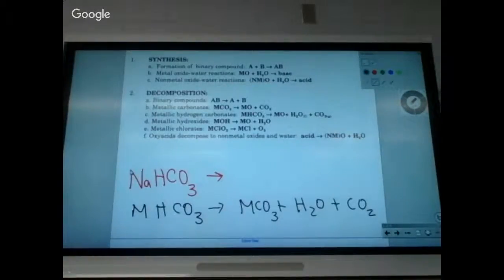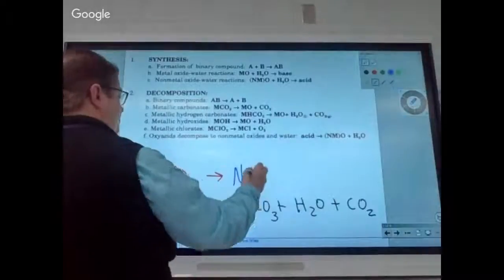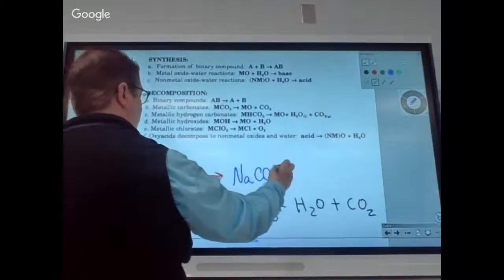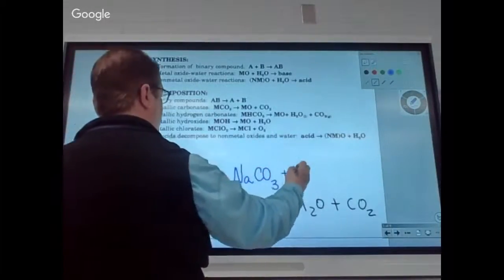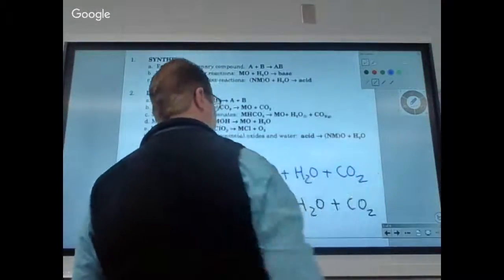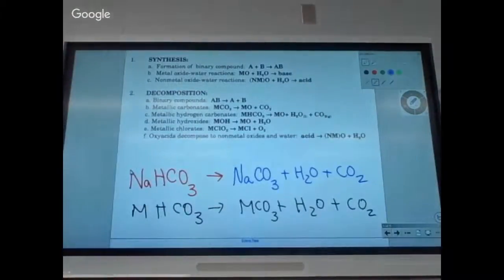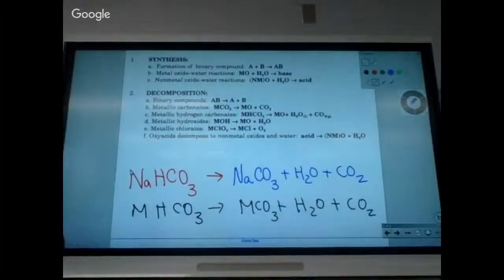Are you going to call the state? Nope. All right, so what do we write at the top? And you break it down. HCO3, Na, CO3, and then plus water, H2O, and then plus CO2. So do we just take away an H from NaHCO3? Uh-huh. That's an H2O.